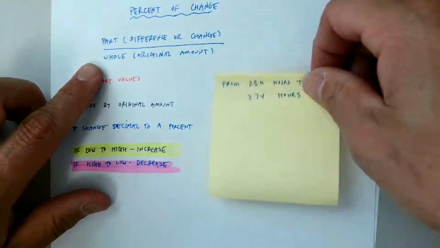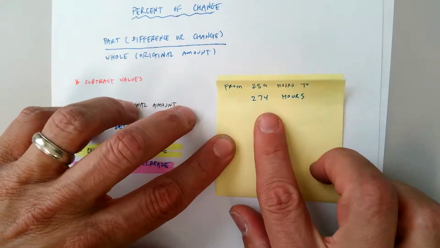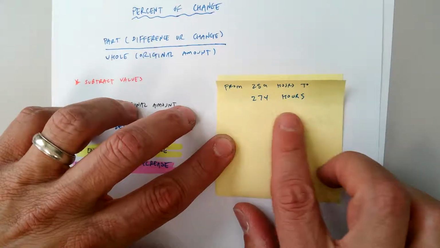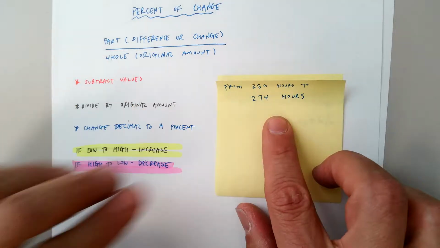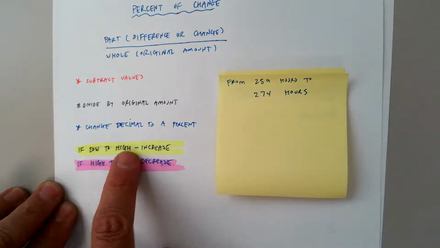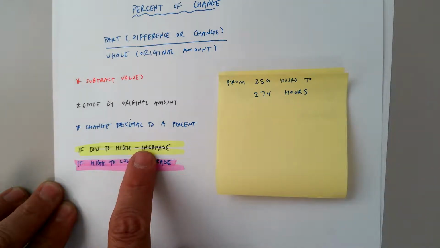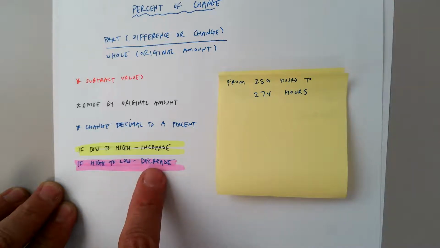So I got a couple problems here. If I had a problem like this, we went from 259 hours to 274 hours. We just want to find what is that percent of change. Now, notice, if we go from a low number to a high number, that would be a percent increase. If you go from a high number to a low number, that would be a percent decrease.